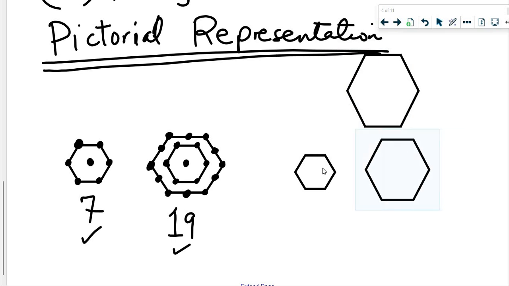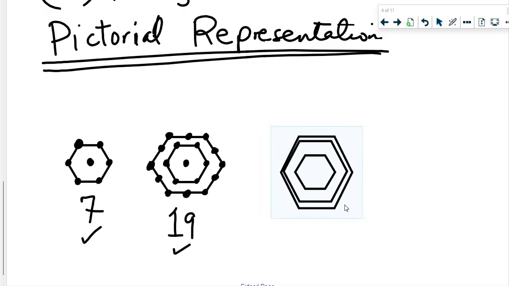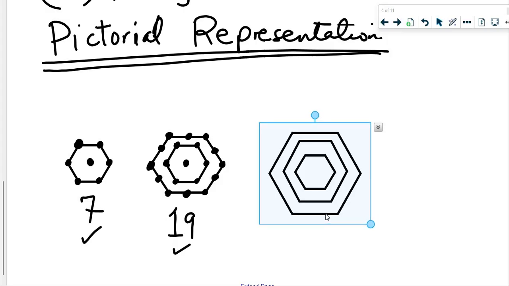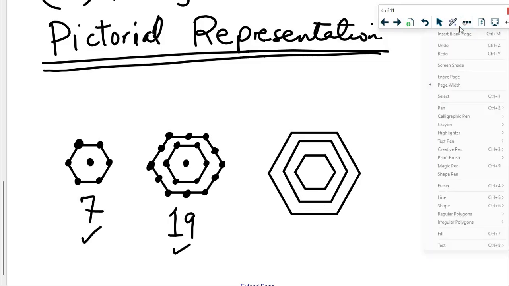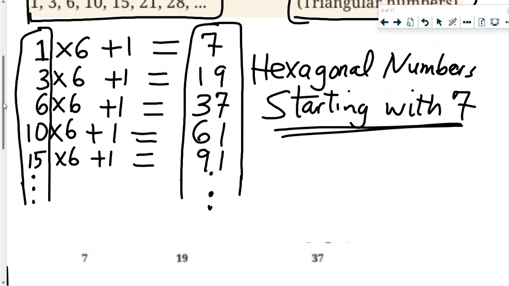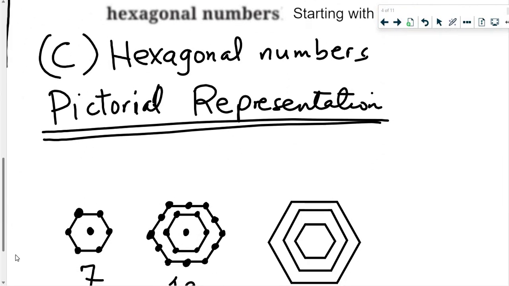So you draw a bigger one outside like that, and this time you draw this one a bit bigger. Give the hexagons space. Okay? Remember here we had 7 dots, meaning 7 hexagonal number, 19 hexagonal number. When you move to the next, are we going to get 37? When you multiply a triangular number by 6 and add 1, you get 37. Are we going to get a 37? Let us see.